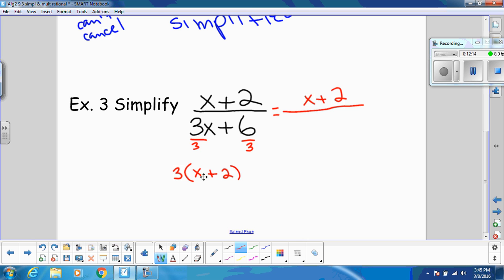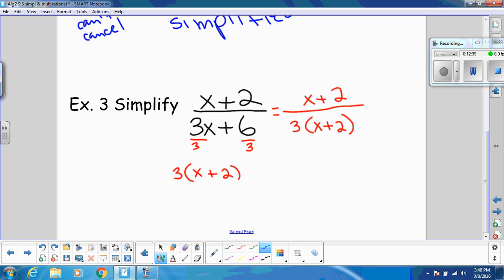Then with what's left over, is this a difference of 2 squares? No, it's not subtraction. Is it a sum of 2 cubes? No, this would have to be x cubed. So that's as far as we can factor it, but we did get to factor it a little, didn't we? Okay, so we write that. Now that we've factored it, we ask, can we cancel anything?